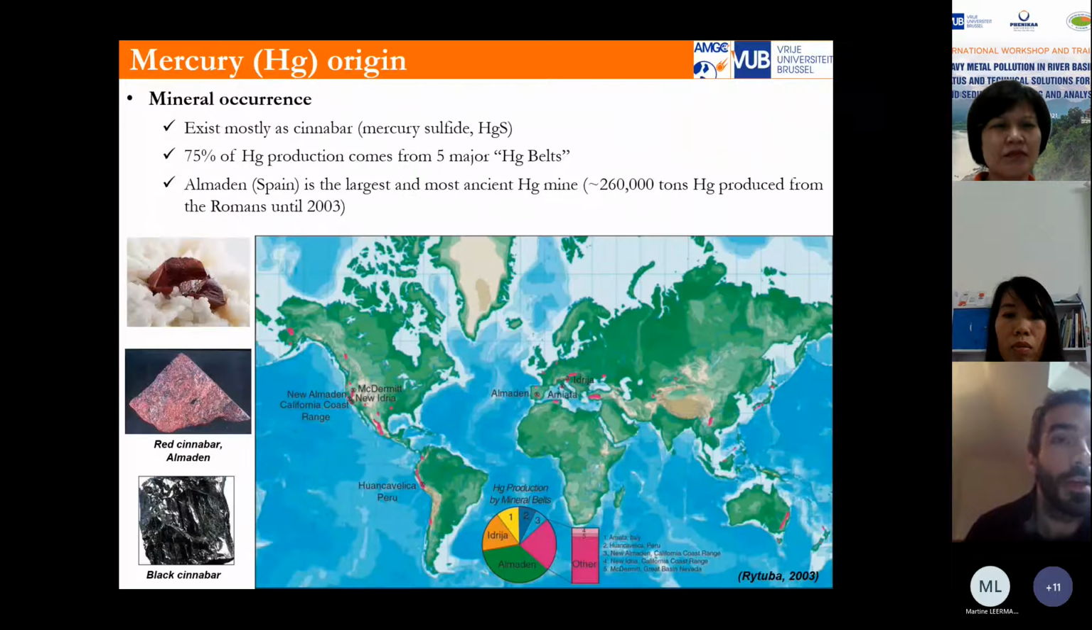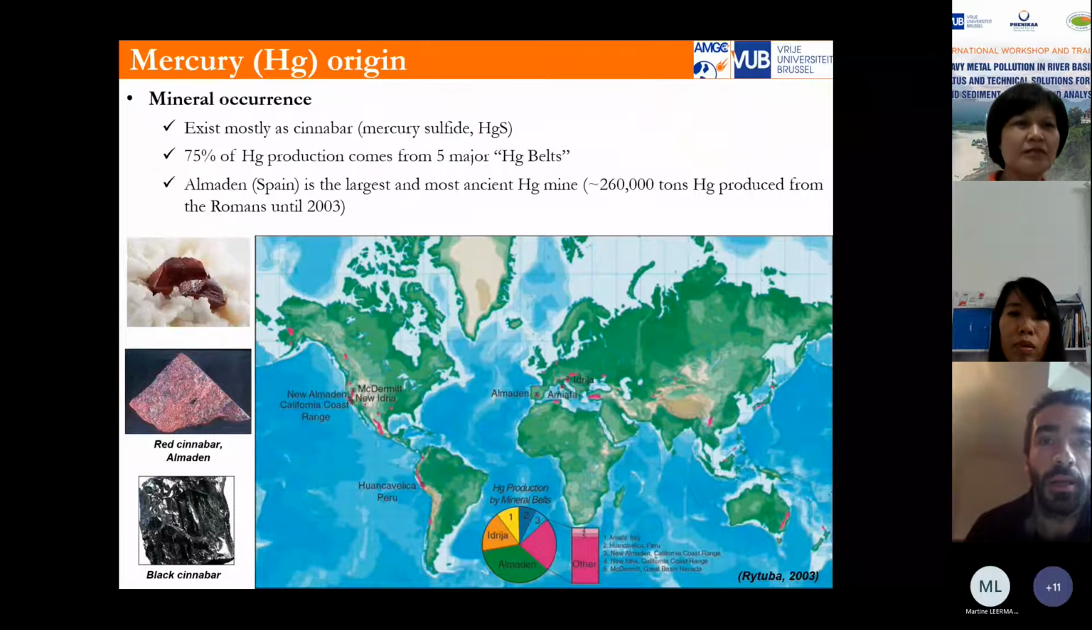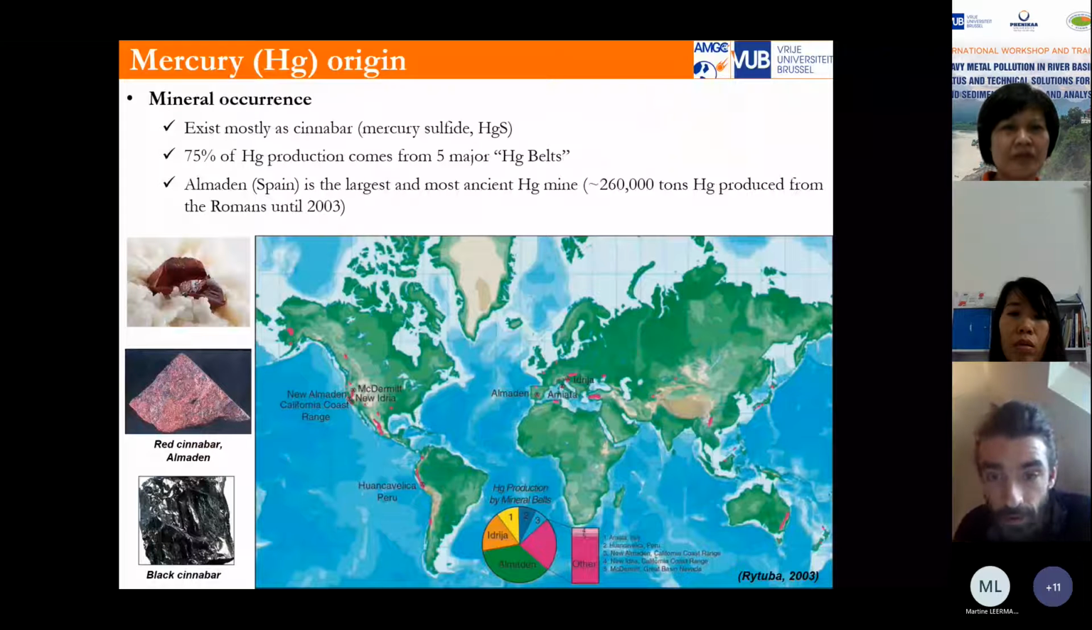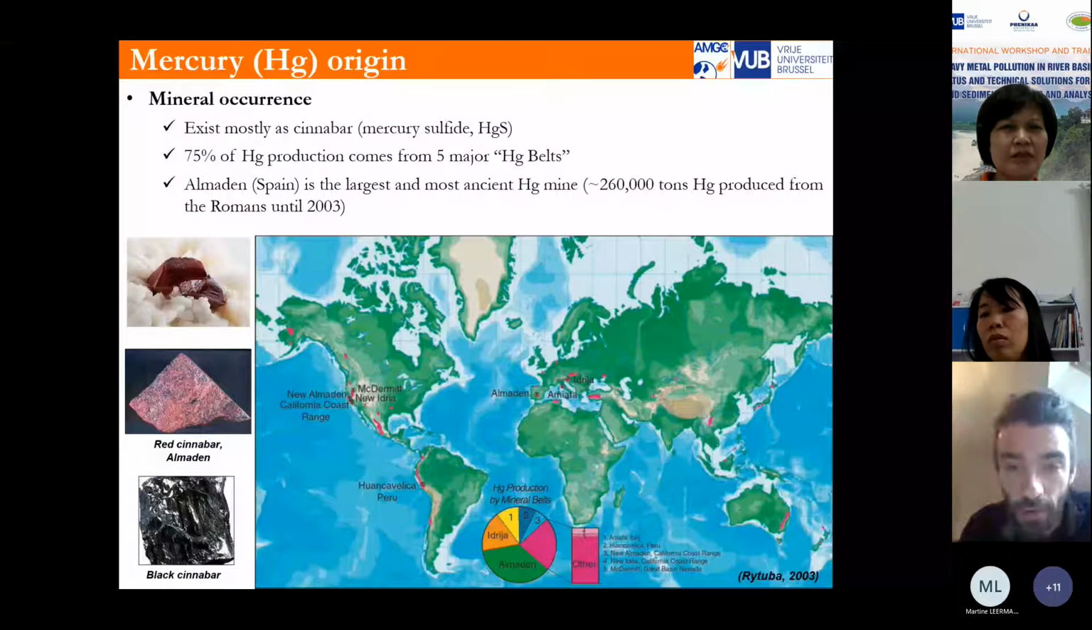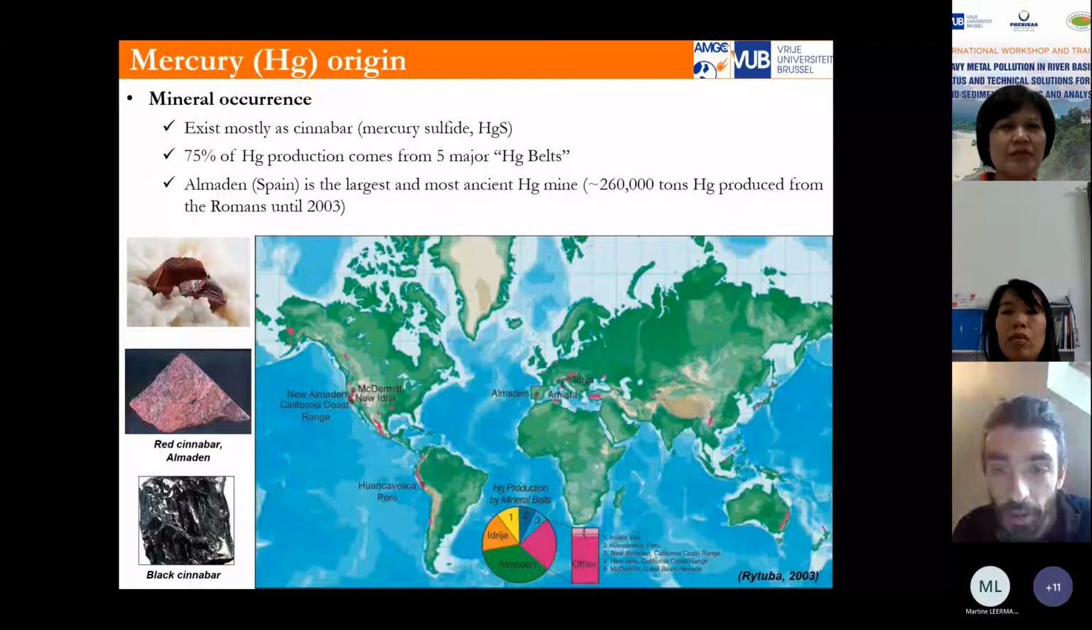So actually, mercury exists mostly as cinnabar, and it's been mined for a long time. And actually, you can see here on this map that like 75% of the mercury comes from major mercury belts, of which the two main ones are actually in Europe, the Almaden mine in Spain and another one in Slovenia.